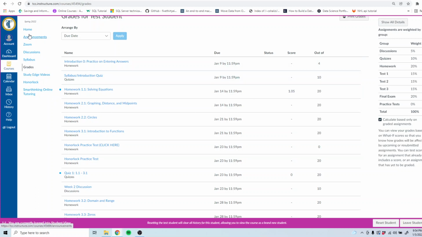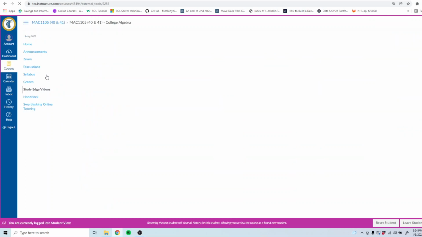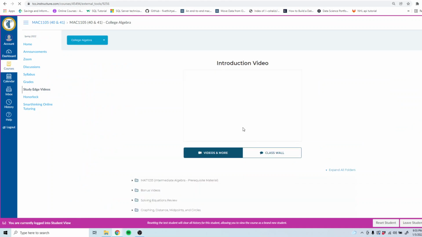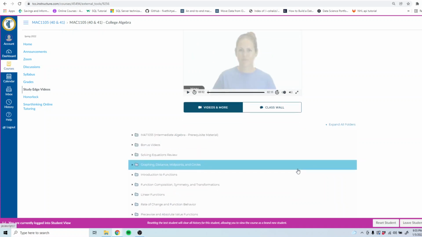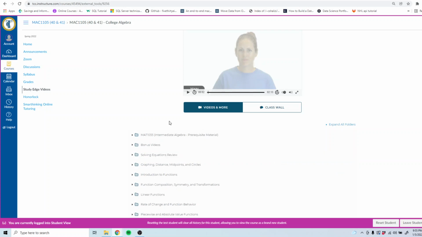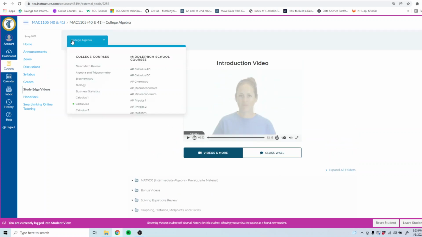That's pretty much the only tabs you need right now. Study Edge, it's not going to be supported right now. So it actually did load. Usually it doesn't load before the semester starts, but Study Edge is just a tutoring service that's offered through this company called Study Edge, and this is set up for your college algebra.